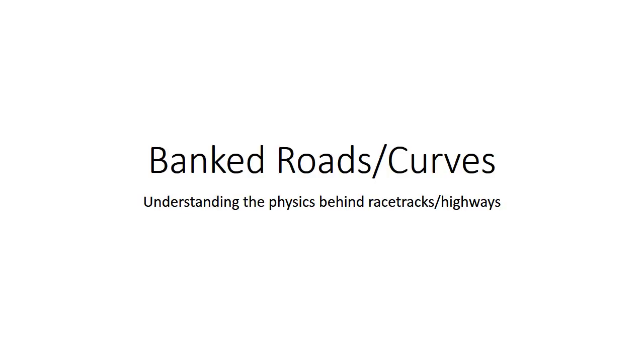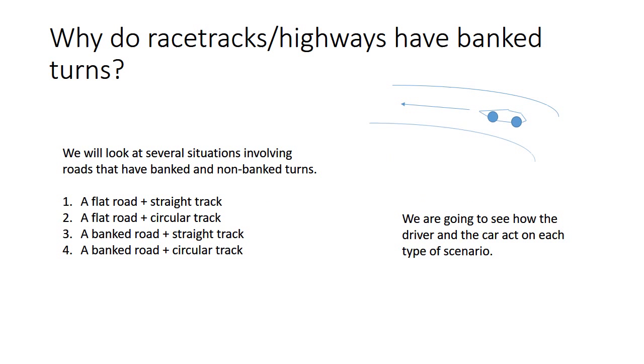Alrighty, banked roads and curves. Understanding the physics behind racetracks and highways. Why do racetracks and highways have banked turns? We will look at several situations involving roads that have banked and non-banked turns: a flat road plus straight track, a flat road plus circular track, a banked road plus straight track, and a banked road plus circular track. We are going to see how the driver and the car act on each type of scenario.